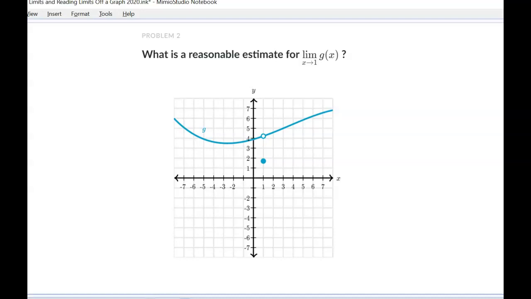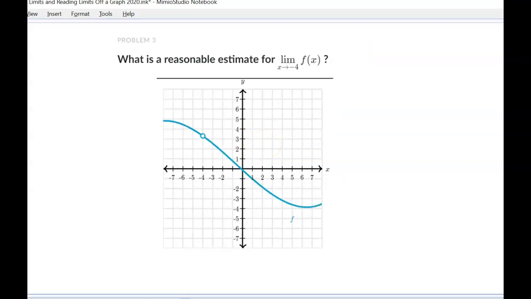What would be a reasonable limit as x approaches 1? So again, the limit from the left and the limit from the right are both approaching 4. And again, don't be confused by the solid dot. That's the value of the function at 1. The limit would be the open circle.